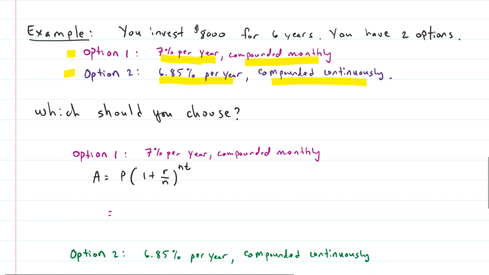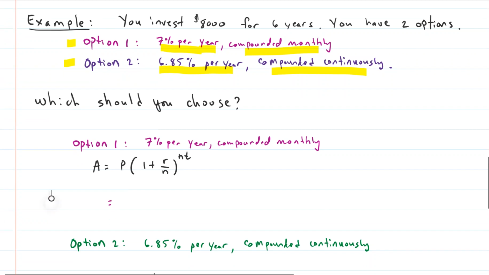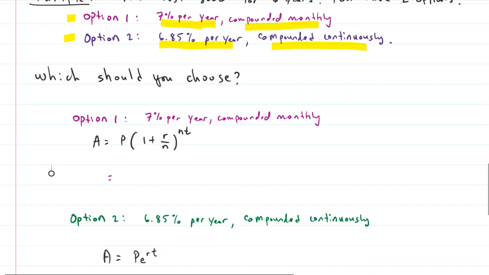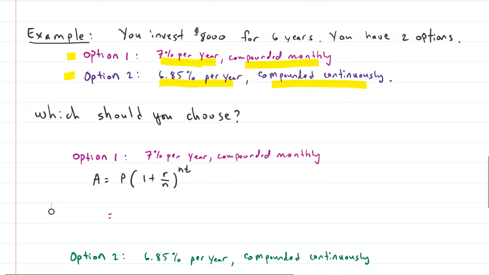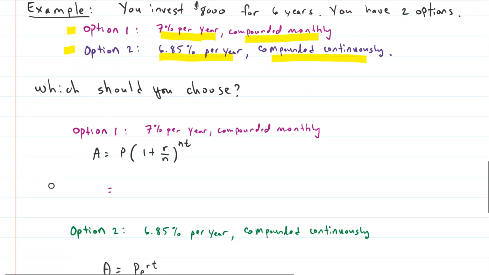So how do you know which one to choose? Do you go with the more periods of compounding, or do you go with the better interest rate? Who knows, right? Well, let's figure it out. So option 1, 7% per year compounded monthly. And again, we're putting 8,000 down. So here we're going to put in our principal, which is 8,000. That's what we're starting with.